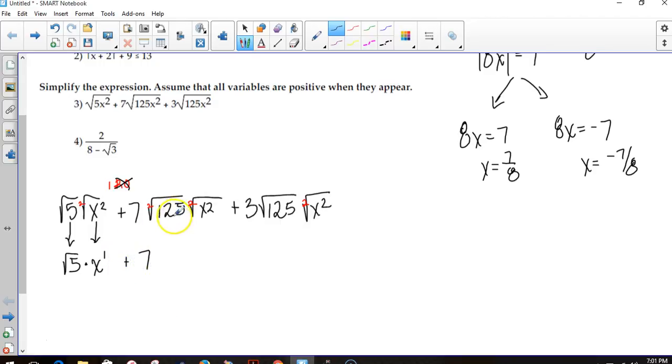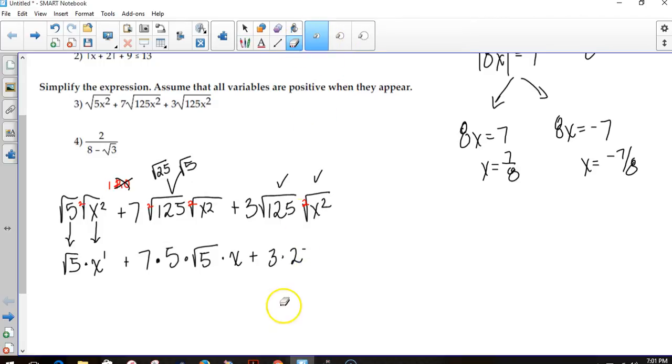Next is 125, and so if I think about factors of 125 where 1 is a perfect square, that is a 25 times a 5, and of course we know the square root of 25 is 5. Radical 5 will have to stay as it is, and we already figured out the square root of x squared is x. And we've already done both of these in the previous parts of this expression, so we can just go ahead and copy those from before.